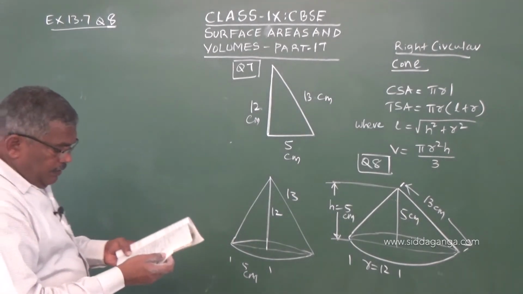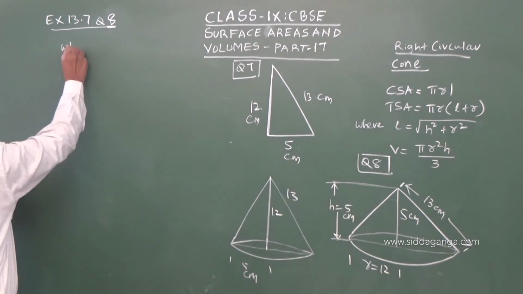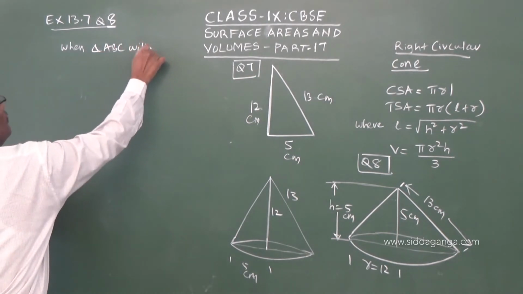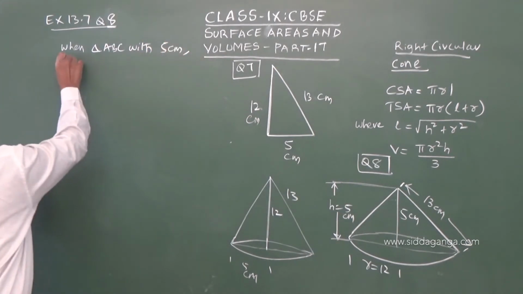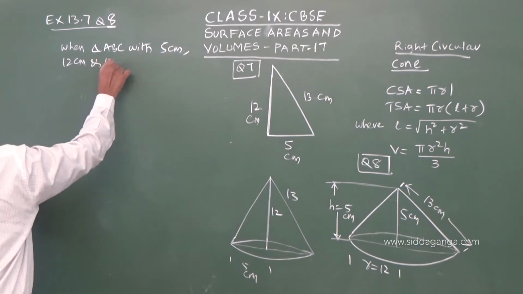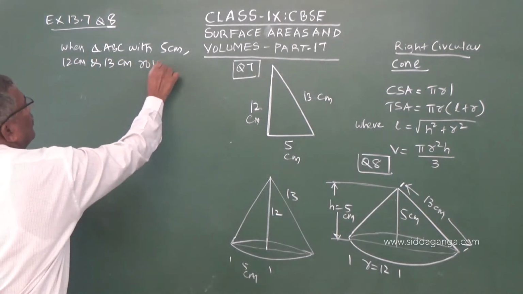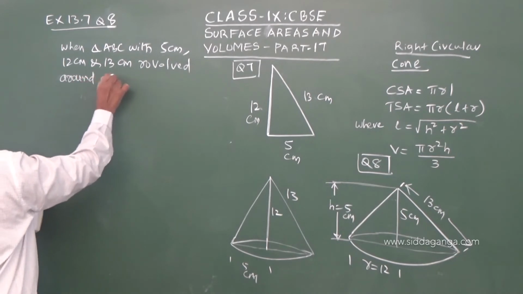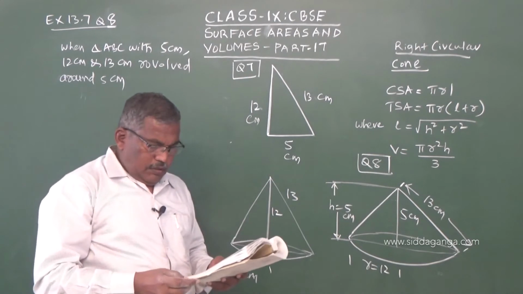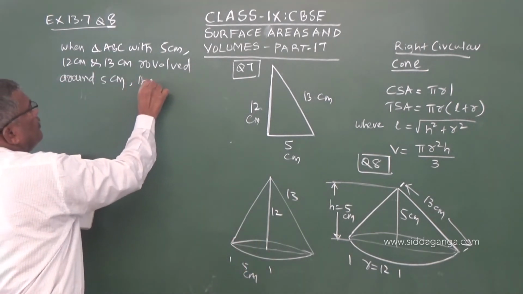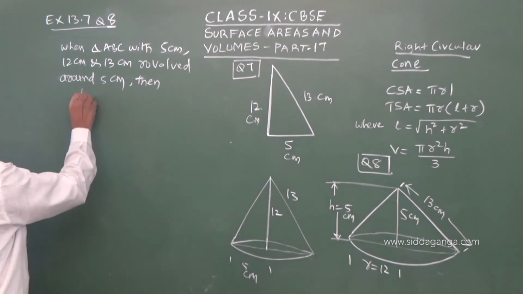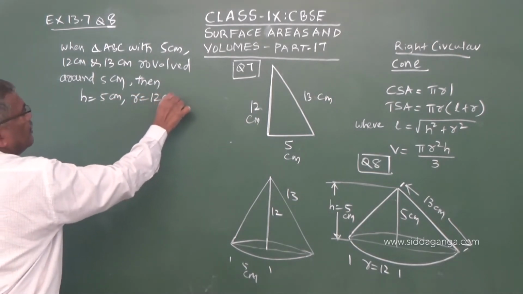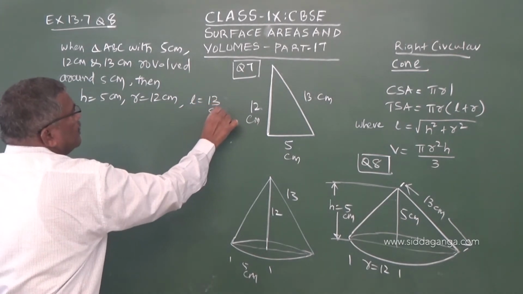So when triangle ABC with 5 centimeter, 12 centimeter and 13 centimeter is revolved around 5 centimeter, then you can see here h will be equal to 5 centimeter, r will be equal to 12 centimeter, and L will be equal to 13 centimeter.